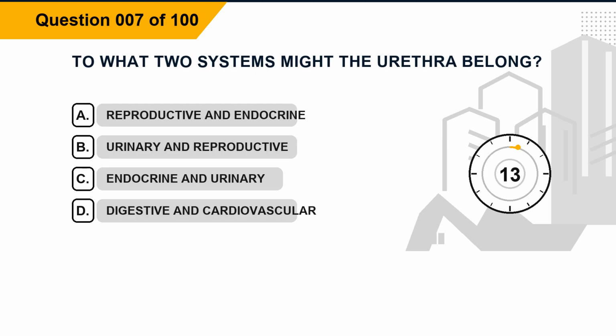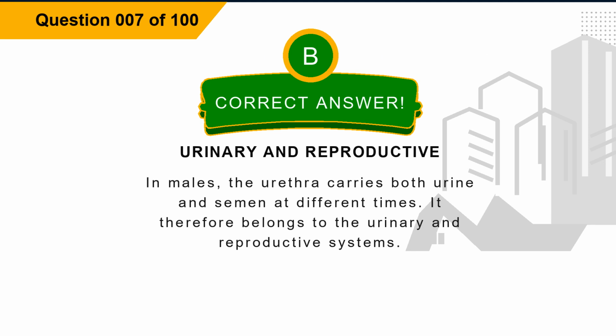Question 7. To what two systems might the urethra belong? Option A, reproductive and endocrine. Option B, urinary and reproductive. Option C, endocrine and urinary. Option D, digestive and cardiovascular. The correct answer is option B, urinary and reproductive.